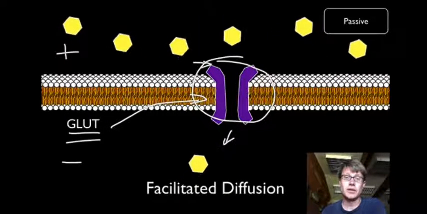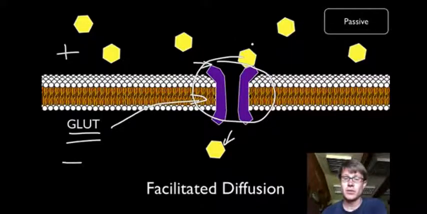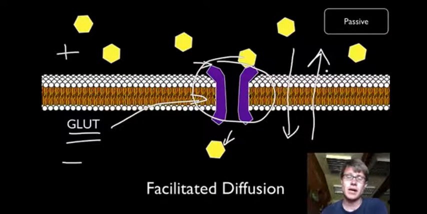And it's going to keep moving along its gradient until it hits another one, and it's going to move in that direction. Now, if you think about it, what if we want to move the glucose in the opposite direction? What if we want to make the glucose, instead of moving from a high concentration to a low, move from a low concentration to a high? Where we see that might be during, for example, the lining of your small intestine.